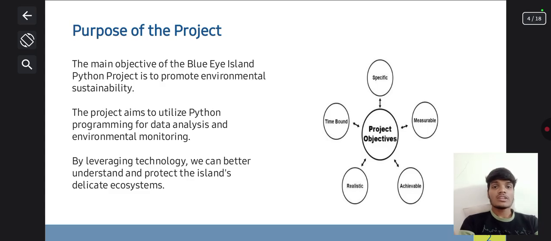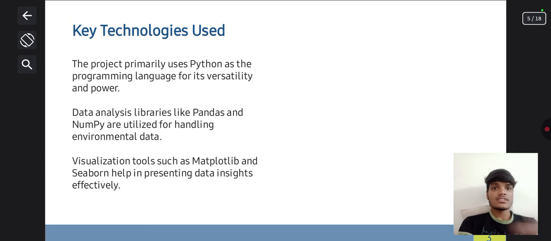The main objective is to promote environmental sustainability, using Python programming for data analysis and environmental monitoring. Next, we have seen that the project objectives are time-bound, realistic, achievable, measurable and specific. These are the five objectives used to develop the project, and by leveraging technology we can better understand and protect the Iceland's delicate ecosystems.